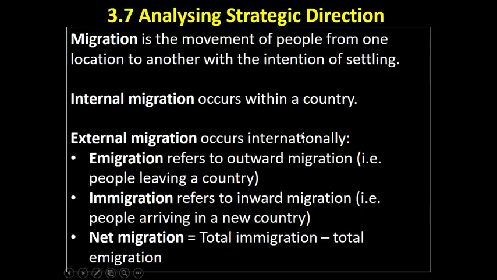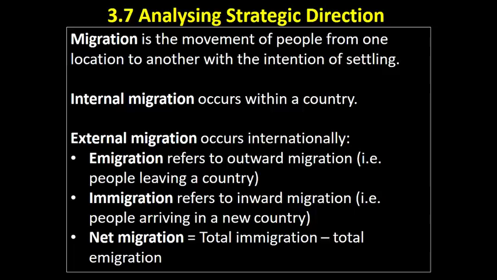So we get internal migration, which occurs within a country. So in the UK, it tends to be people moving from areas of relatively low employment or low job opportunities, like young people maybe moving from Cornwall or the northeast to the southeast, around the London area, where there tends to be more work and higher wages. So that's internal migration. External migration occurs between countries internationally.